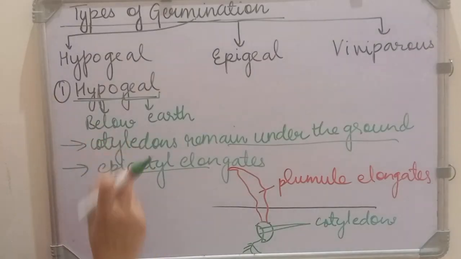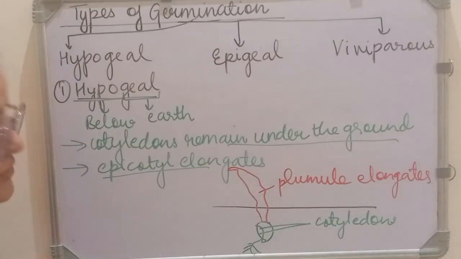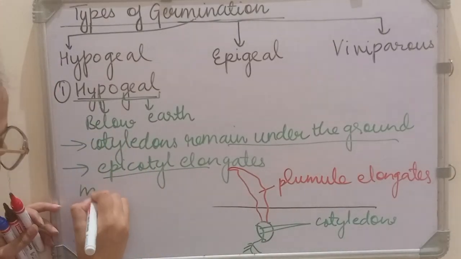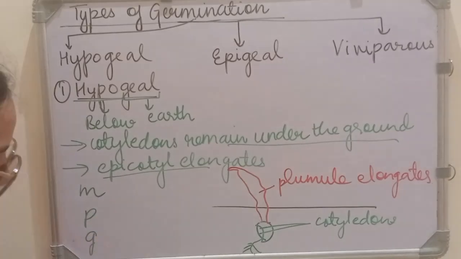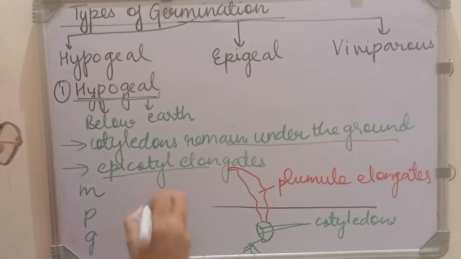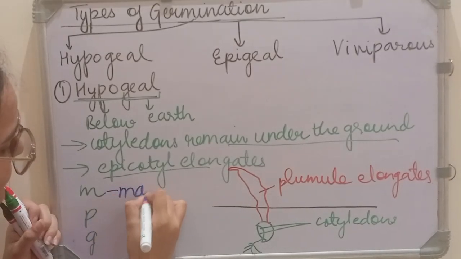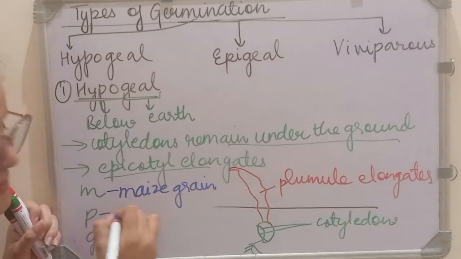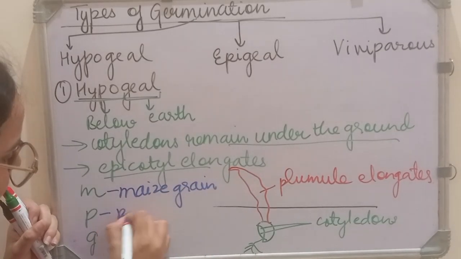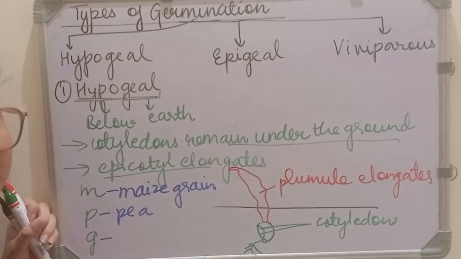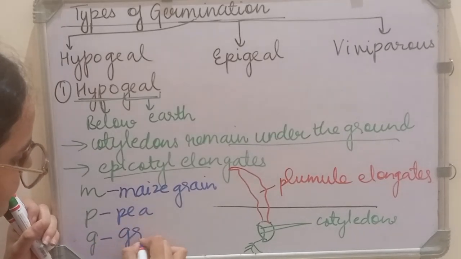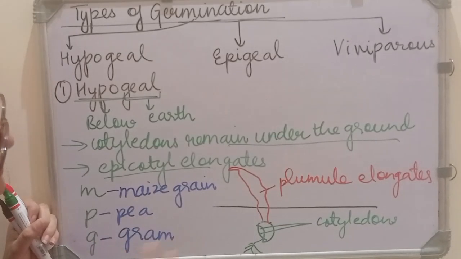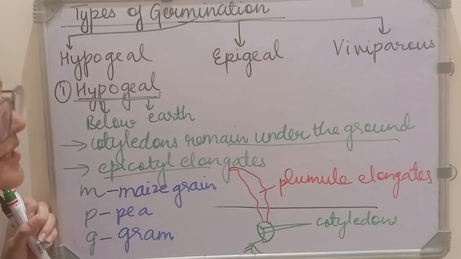Now let's see the examples that are given in your book. So the mnemonic is my PG. Okay. So M stands for maize grain. P stands for pea. And G stands for gram. Okay. So this was all about hypogeal germination.